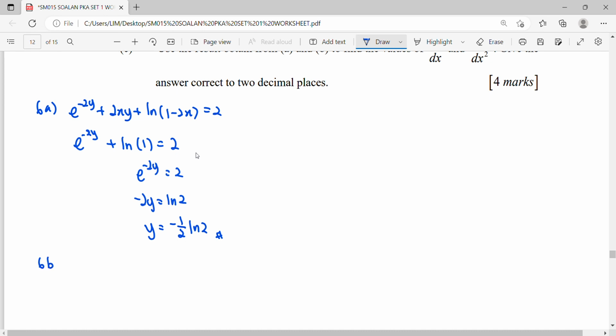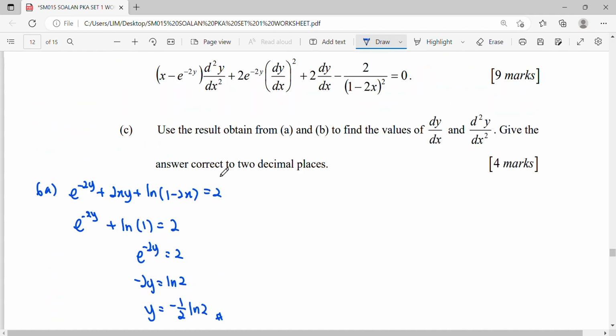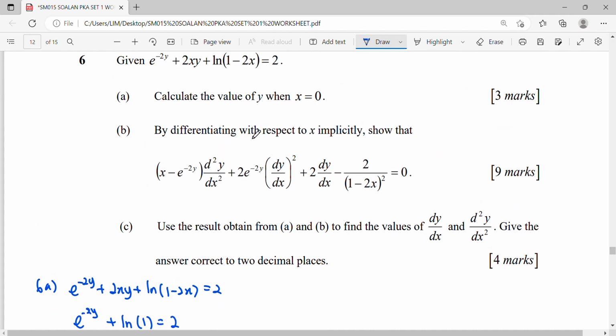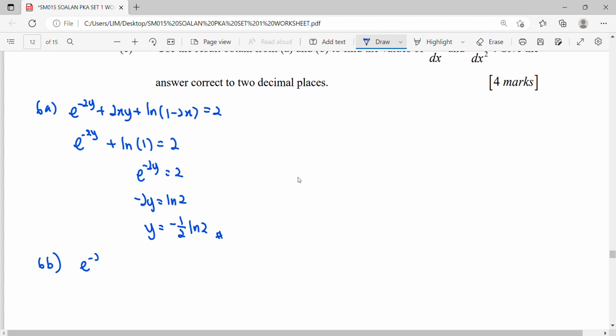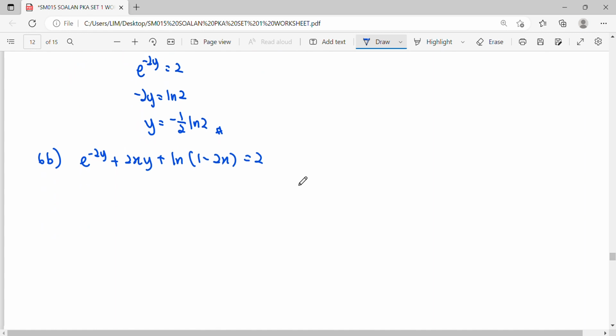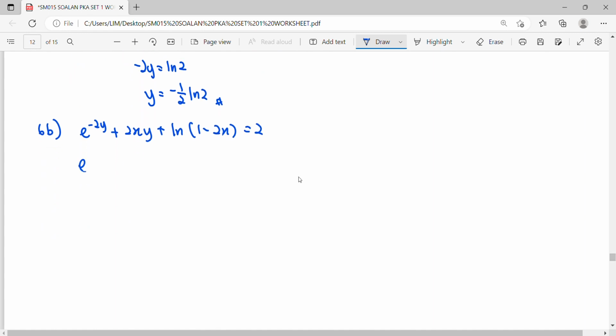So for 6b, differentiate with respect to x implicitly, and then we have to show this. So we have to differentiate up to the second derivative. Then only we can show this equation. Okay, so differentiate the exponential. Copy the question, differentiate the power. Because of y, implicitly differentiate y with respect to x.